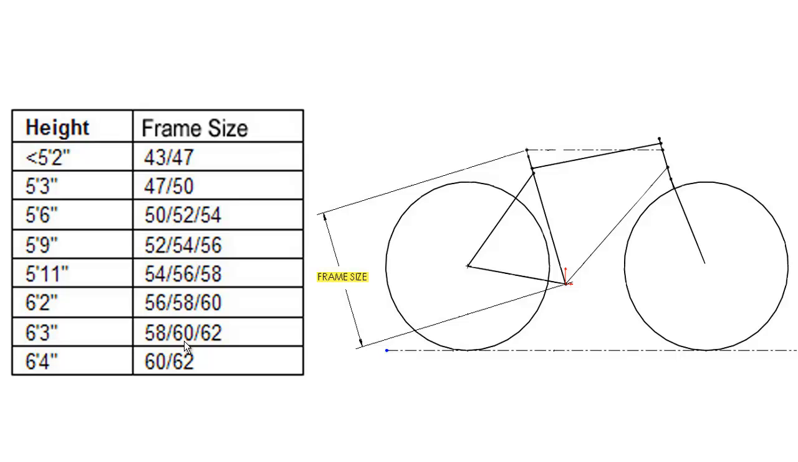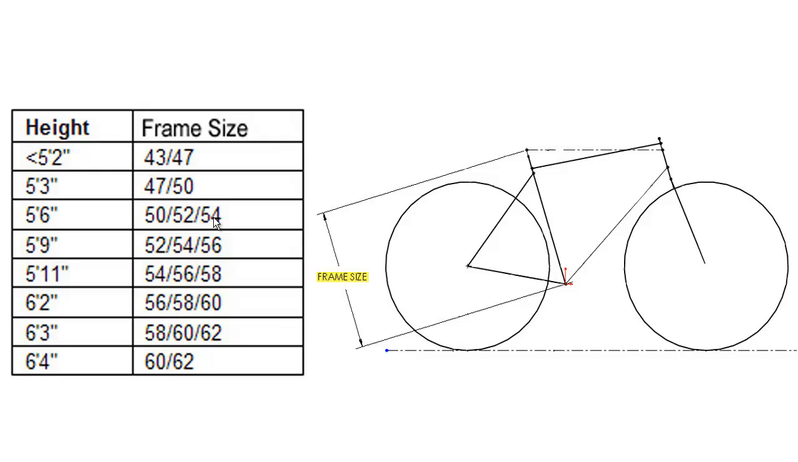It should also be noted that as the frame size increases, the top tube length increases as well, meaning that a person with a short torso is usually better off with a shorter frame size, and a person with a long torso is generally better off with a taller frame size. Now we see from this frame size chart that for any height, we usually have 2 or 3 sizes we can choose from.